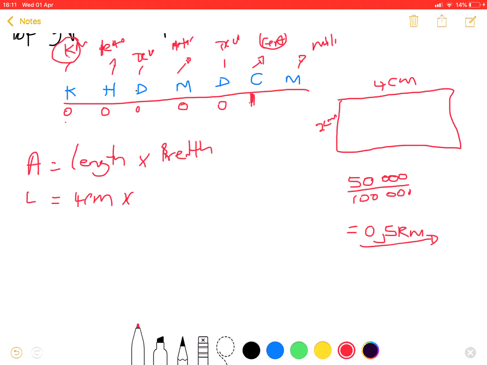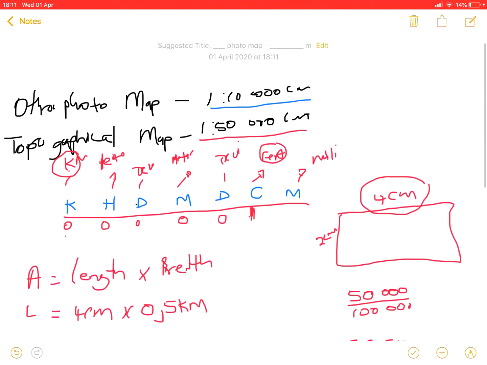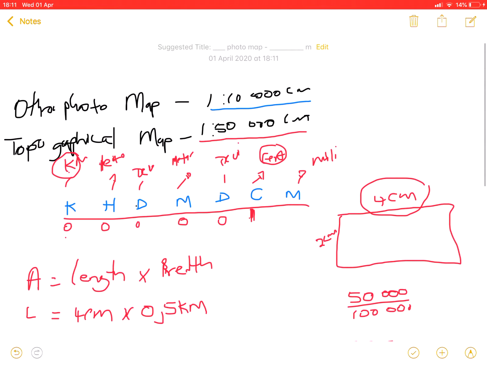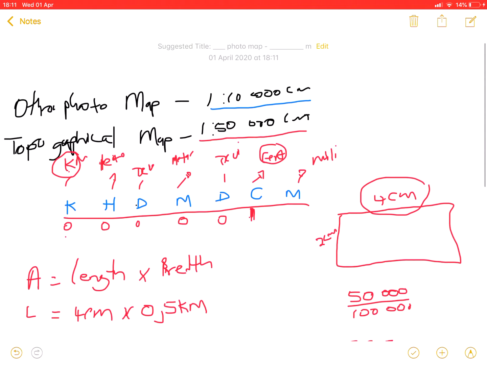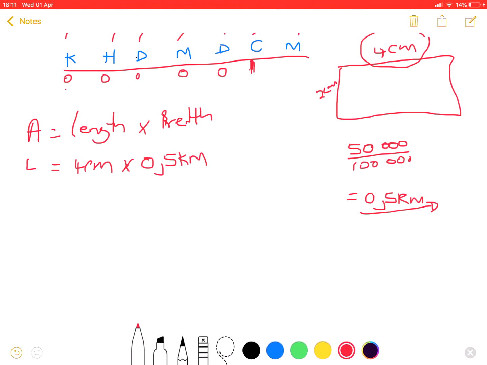So that means when we are calculating our length here, we are going to say 4 centimeters. Where is this 4 centimeters coming from? Here is our length. Our length is the longest side of the box. So we are going to say 4 centimeters multiplied by 0.5 kilometers. These kilometers are the conversion of the scale, which is 1 is to 50,000, because we were told to calculate our area in kilometers.